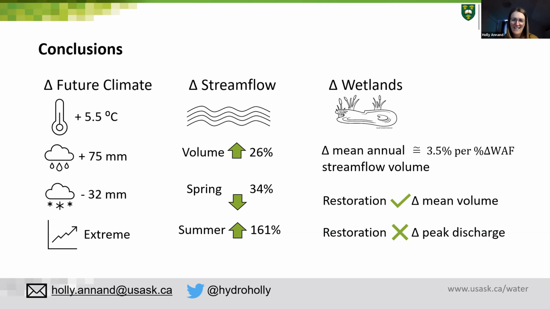And the role of wetlands, wetland management in that is that the change in mean annual streamflow volume is about 3.5% per percent of wetland area fraction change. So that is a 3.5% change in streamflow volume in response to every single wetland area fraction change. And wetland restoration was good for decreasing or offsetting mean changes in future streamflow volume, but that wetland restoration was not enough to offset changes in peak summer discharge.